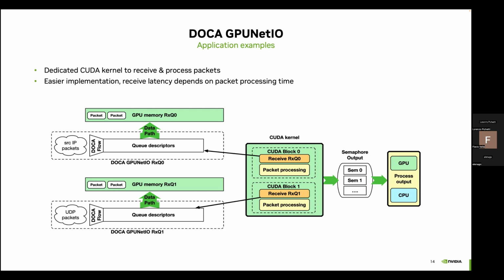Of course, here I'm saying CUDA block, but GPUNetIO gives you different flavors. You can receive at block level, at warp level, and at thread level. So you can use maybe in a single block, multiple warps, each warp receiving on a different queue, for example. So you can play with all these flavors.